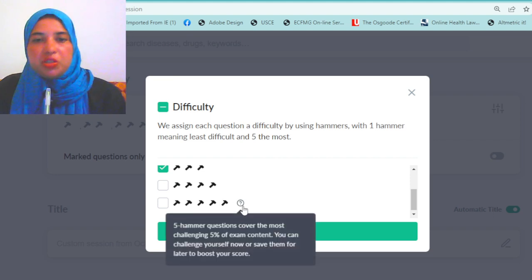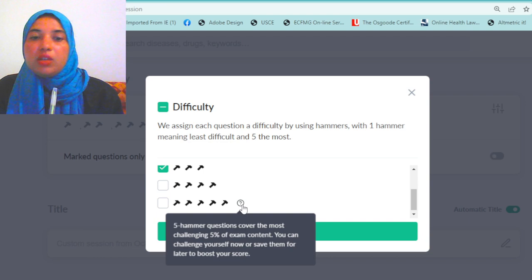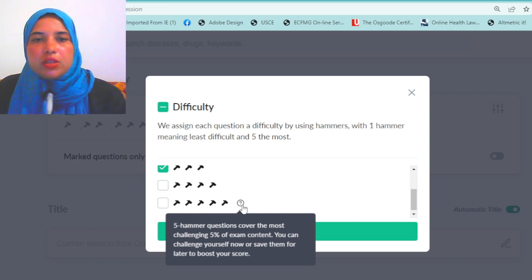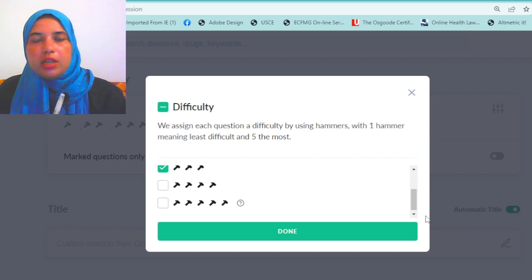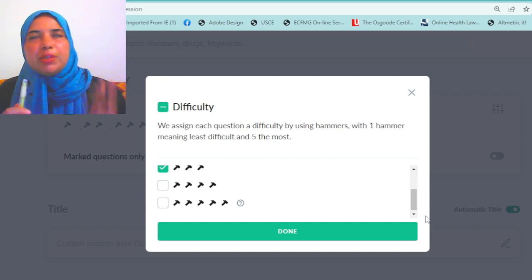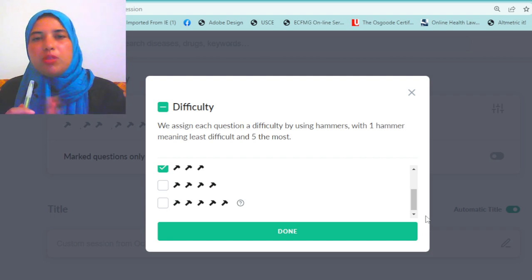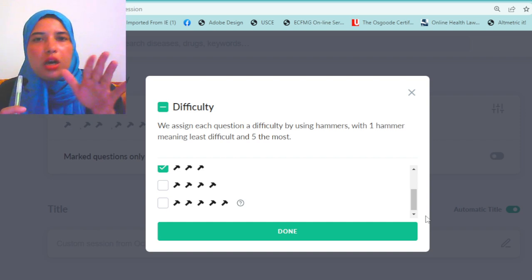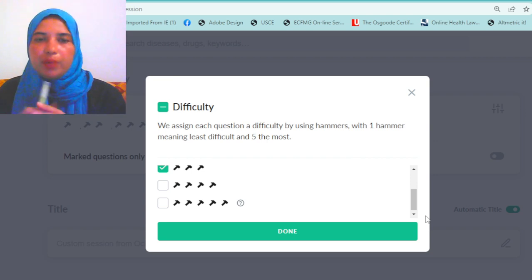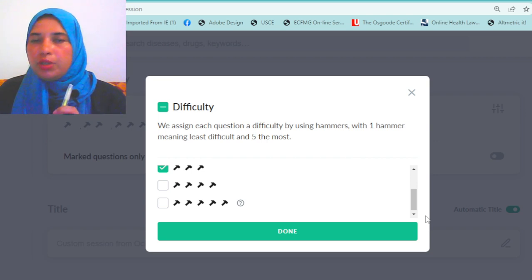With 5 hammer especially, you can see here that they even say you can challenge yourself now or save them for later to boost your score. I really enjoyed the 4 and 5 hammer questions. Like I said, they are very interconnected with other systems or other topics, so you can also see the tricks. If there is a super tricky question, what are they called? Bait and switch type of questions, you'll see them in the 5 hammer. It starts off in a particular direction, but the question actually wants you to focus on something else. You'll find those examples in the 4 and 5 hammer questions. So they are definitely really nice.